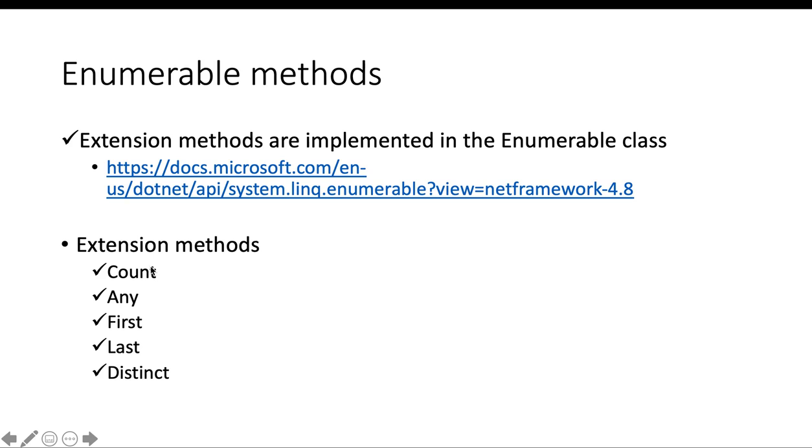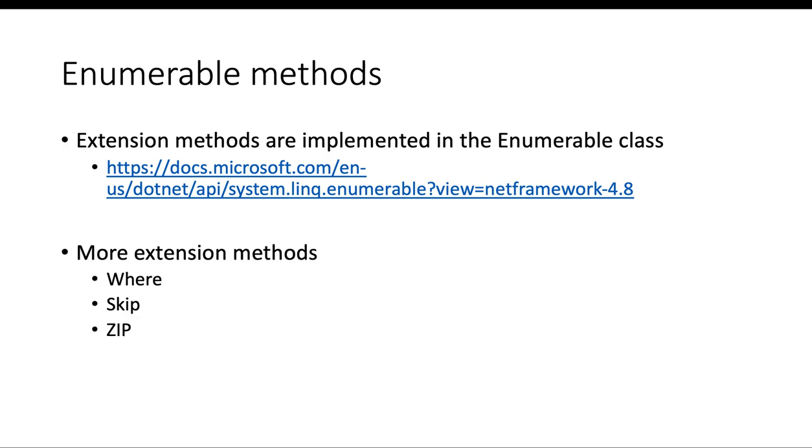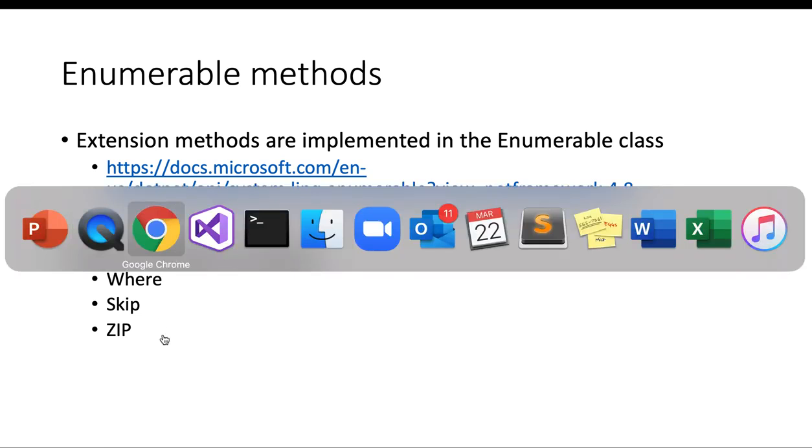المحاضرة الماضية تعرفنا على count, any, first, last and distinct. اليوم راح نتعرف على كمان more extension methods. So اليوم راح نتعرف على where, skip, zip. اوكي. هنا نروح على الكود.